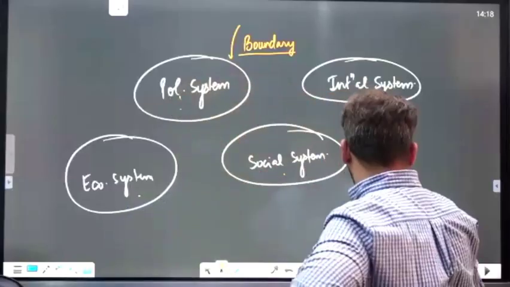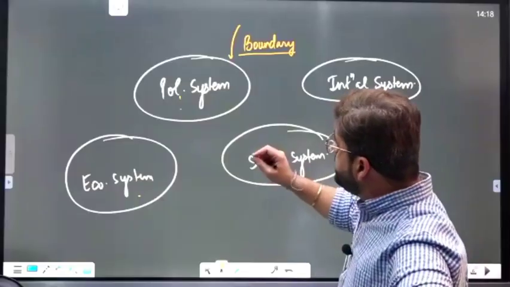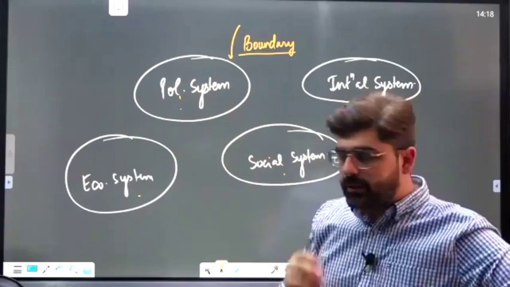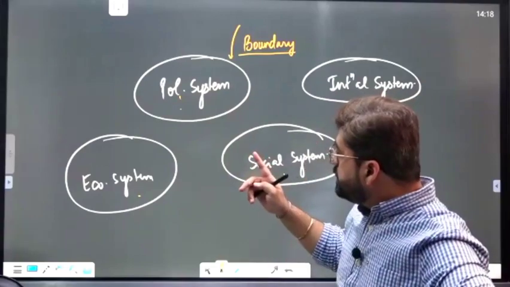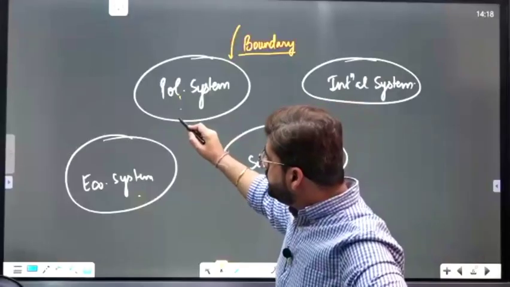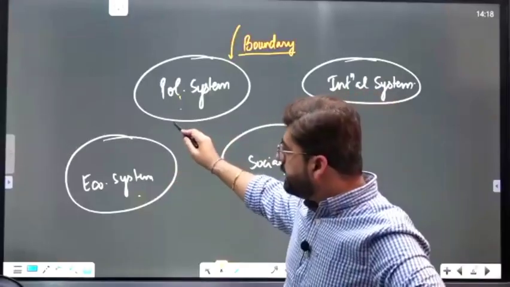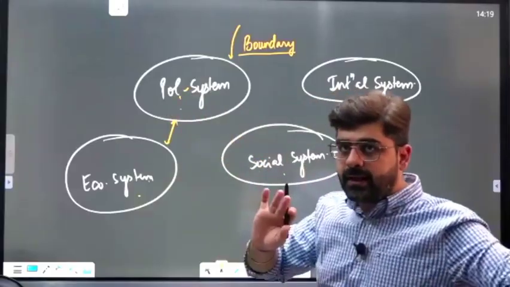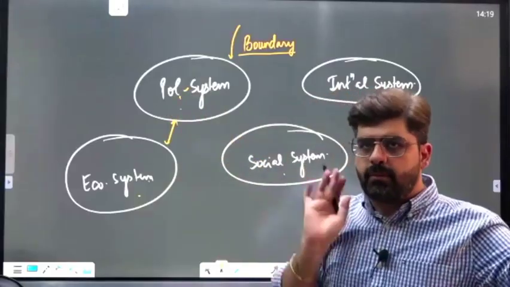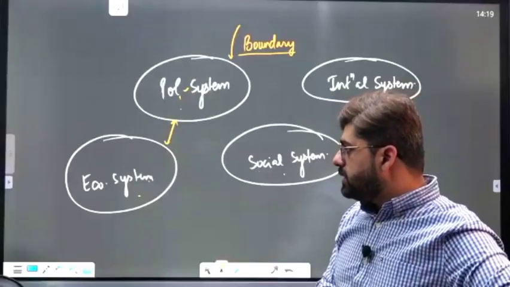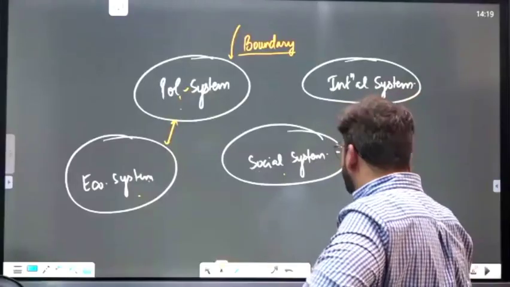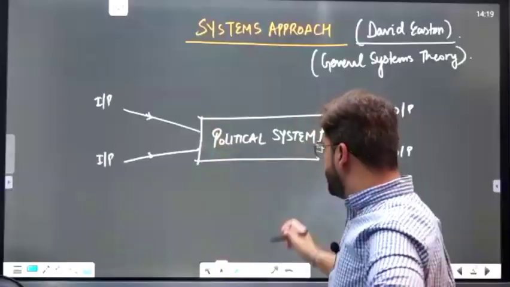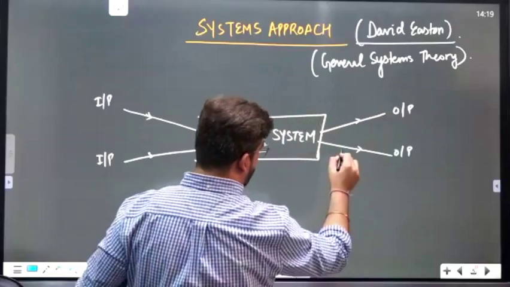Now, once I have defined the system, political system, this political system has a boundary which separates it from other systems. So as you can see, every system has their own boundary. These systems, they are separated from other systems. However, they can interact with them. For example, economy is going to impact politics, society is going to impact politics. They can interact, but otherwise they have a boundary. David Easton says that this political system has some inputs and some outputs, and he says that there is a feedback mechanism also.